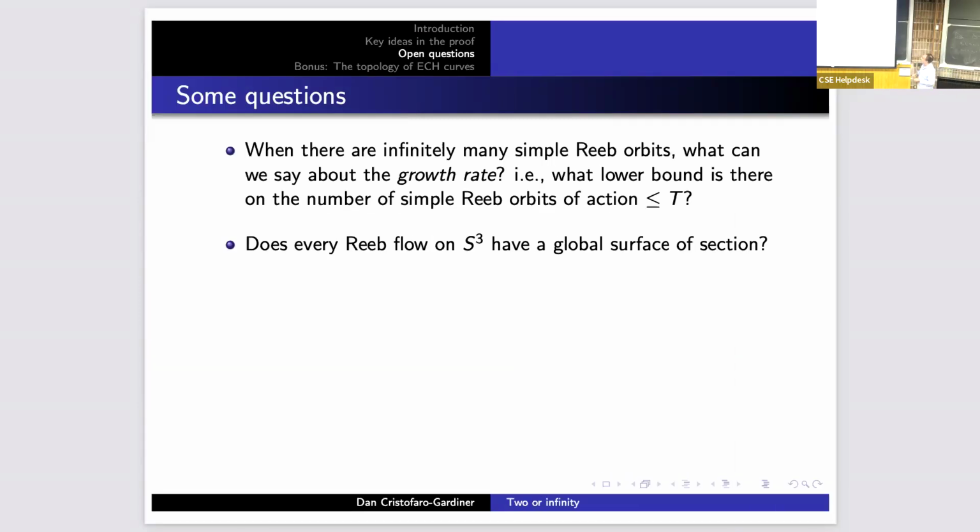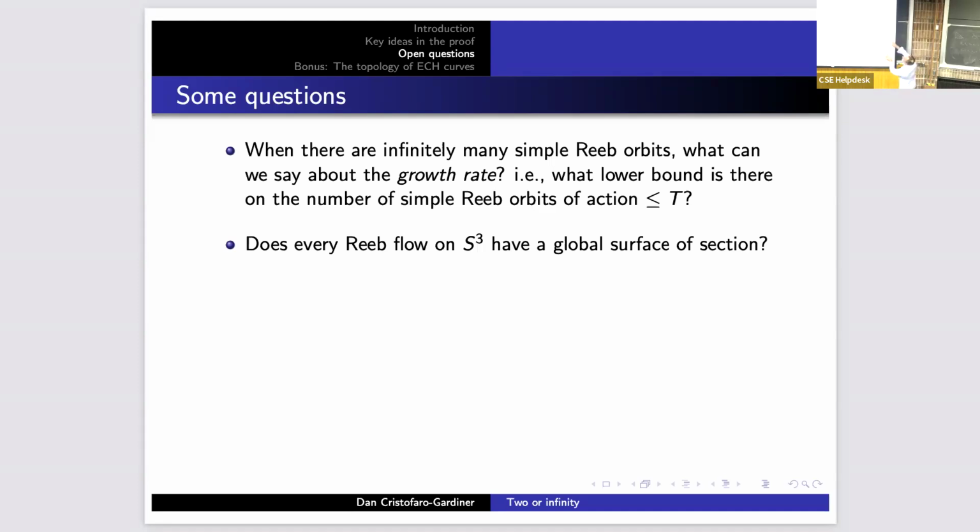Another interesting question you could ask: do I always have a global surface of section? Under the assumption of finitely many orbits, I got an annular global surface of section. I can't always get an annular global surface of section even on S3. There are counterexamples. But I could have one with, say, genus 11. And if I knew that, I could probably use the Le Calvez theory to imply this result.